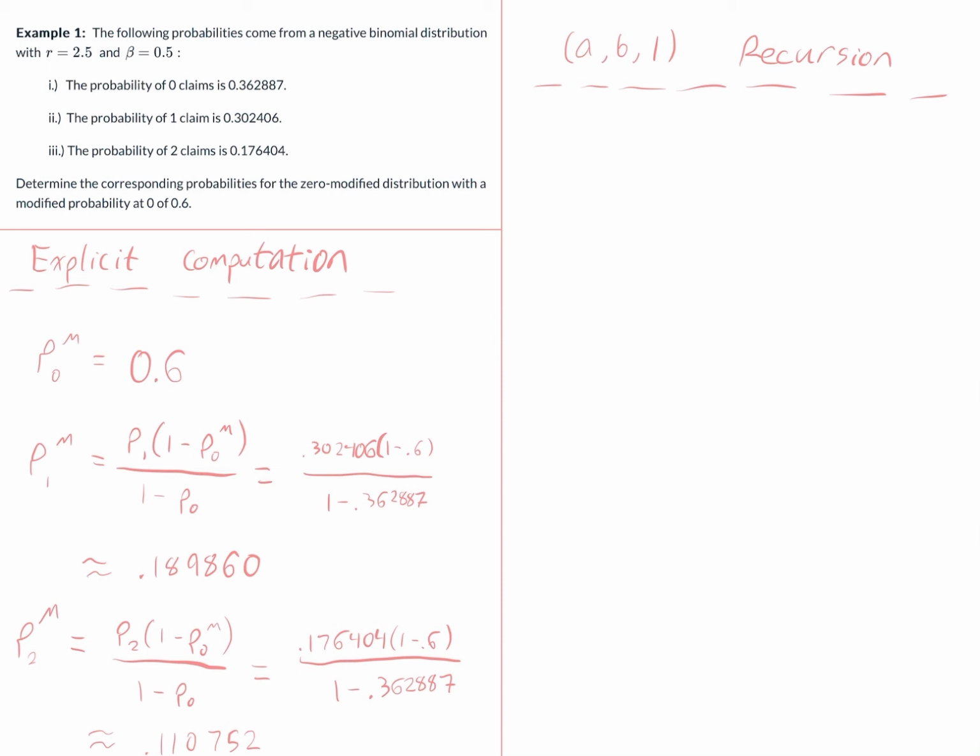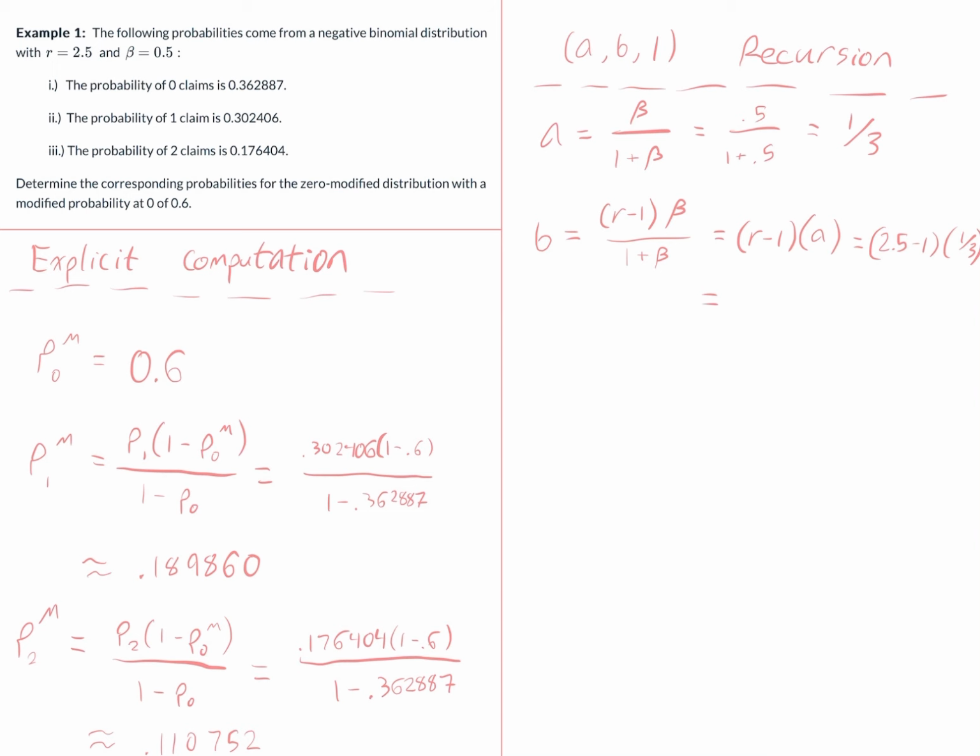Another way is instead using the recursion principle of the AB1 class. So, first, let's find A and B. From our tables, we know A is the ratio between beta and 1 plus beta, which in our case is 0.5 over 1 plus 0.5, aka 1 over 3. We know that B is R minus 1 times beta over 1 plus beta, which we can recognize as R minus 1 times A, which in our case is 2.5 minus 1 times 1/3, or 1/2.